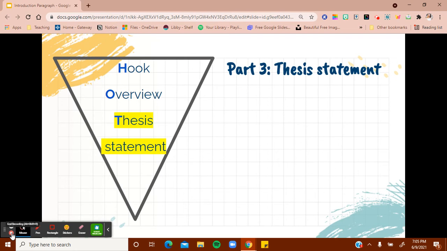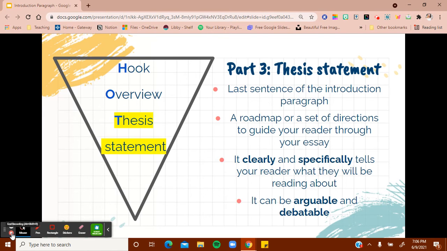And the very last part of the introduction is the thesis statement, and this is the most important part of your introduction. But remember, the last sentence of the introduction paragraph is your thesis. So remember, thesis is your last sentence. Think of your thesis statement as a roadmap or a set of directions to guide your reader through your essay. It clearly and specifically tells your reader what they will be reading about. It can be arguable and debatable.